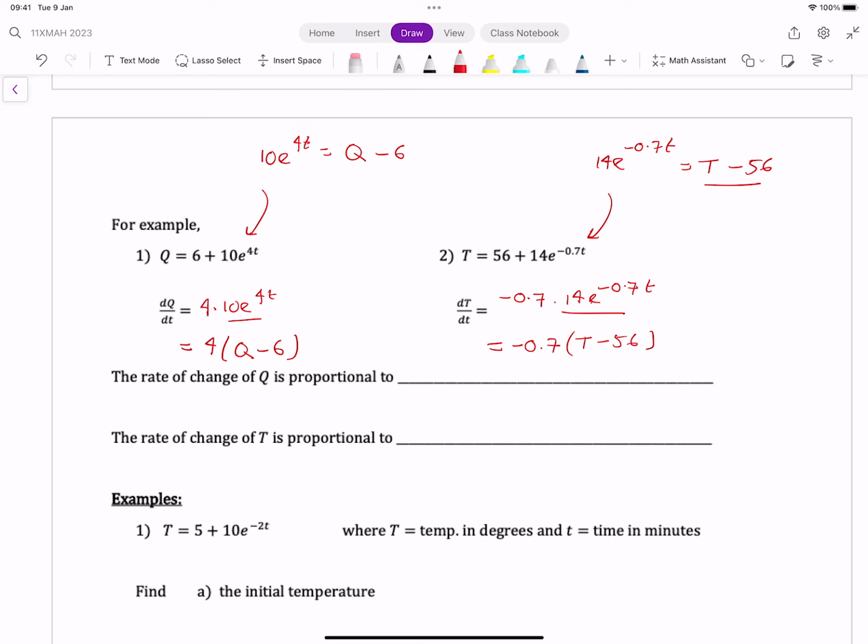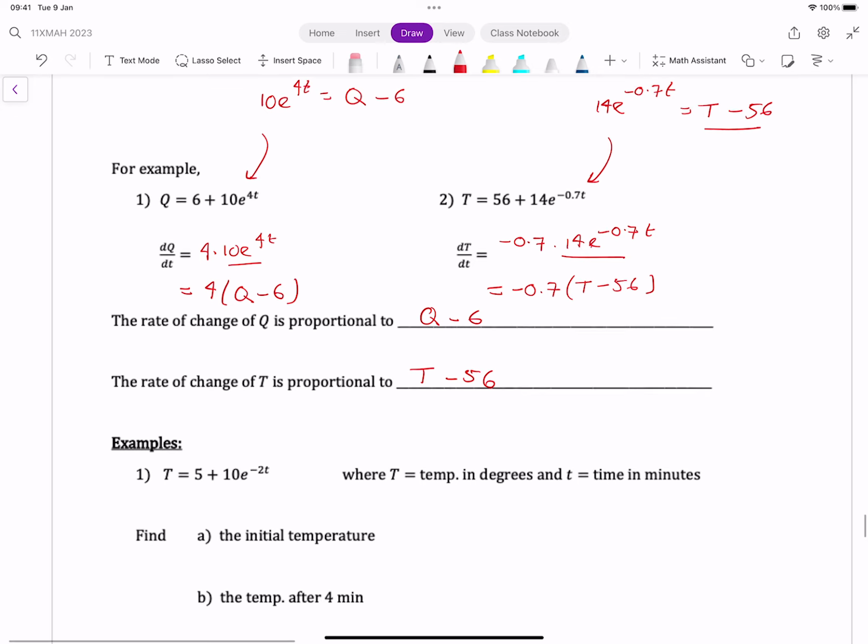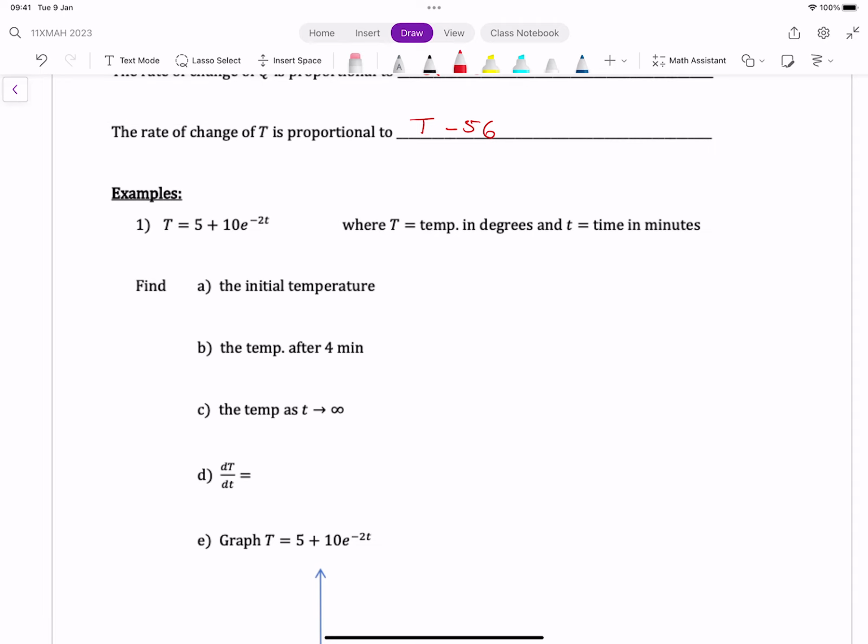So in the first example, the rate of change of Q is not proportional just to the quantity, but it's proportional to the quantity minus 6, so Q minus 6. And the rate of change of T is proportional to T minus 56. So an example. If T is equal to 5 plus 10e to the minus 2t, where capital T is temperature and lowercase t is time, find the initial temperature. Well, if we make t equal to 0, the temperature is 5 plus 10 times e to the 0, which is 1. So 5 plus 10 is 15 degrees Celsius.